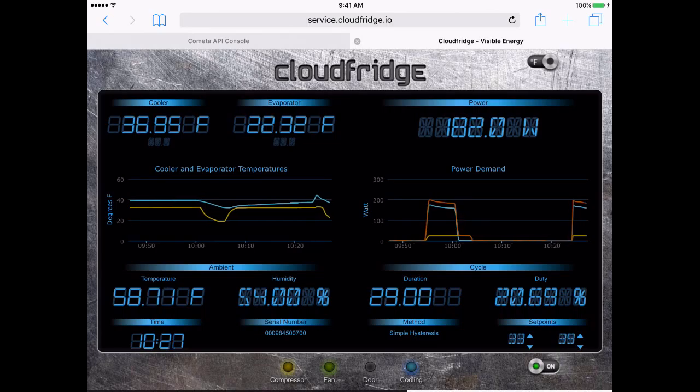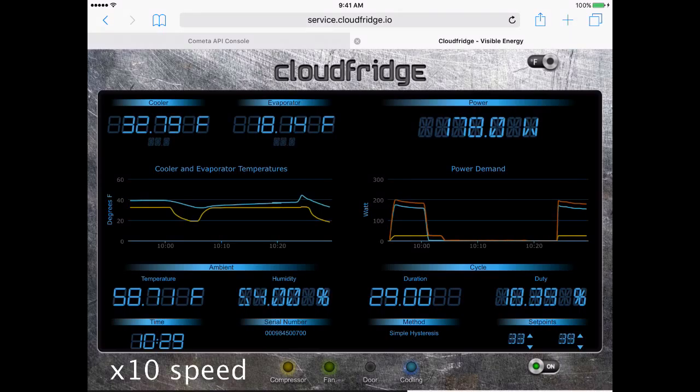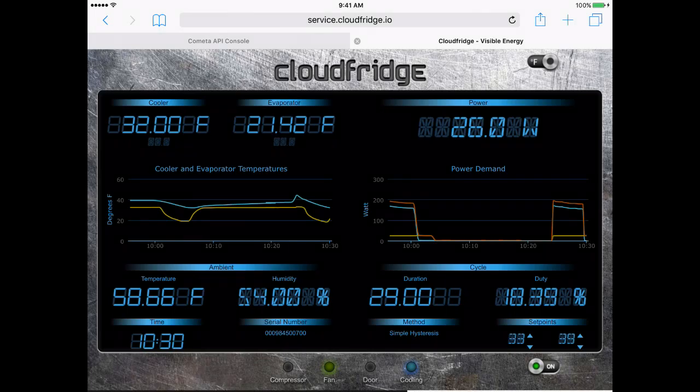The refrigerator door has been opened, and you can see how the temperature chart has registered a sudden increase of cabin temperature, which went above the set point and which itself triggered the controller to start a compressor cycle.